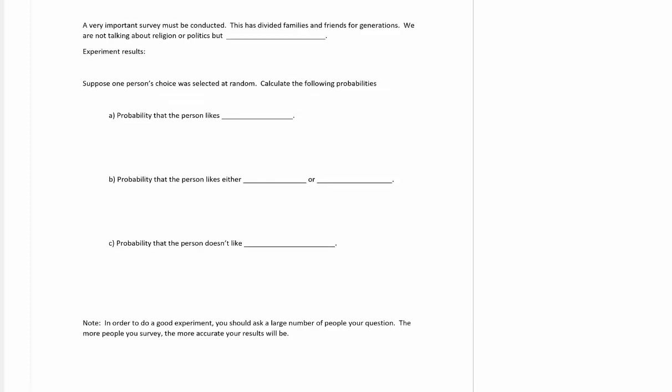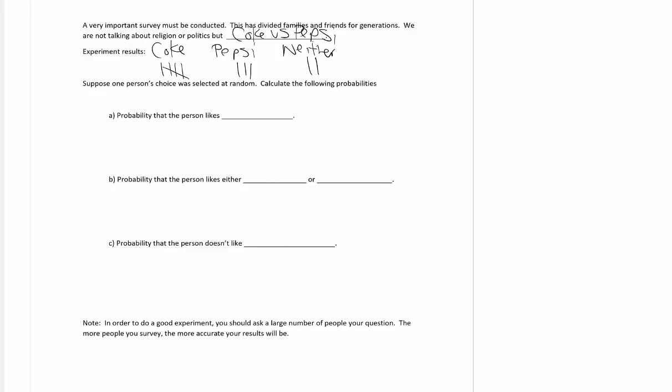All right, so a very important survey must be conducted. This has divided families and friends for generations. We're not talking about religion or politics, but we are referring to, that's right, Coke versus Pepsi. So suppose we've done an experiment and these are the results that we've had. There are 5 people that would prefer Coke, 3 people that prefer Pepsi, and 2 would prefer neither.